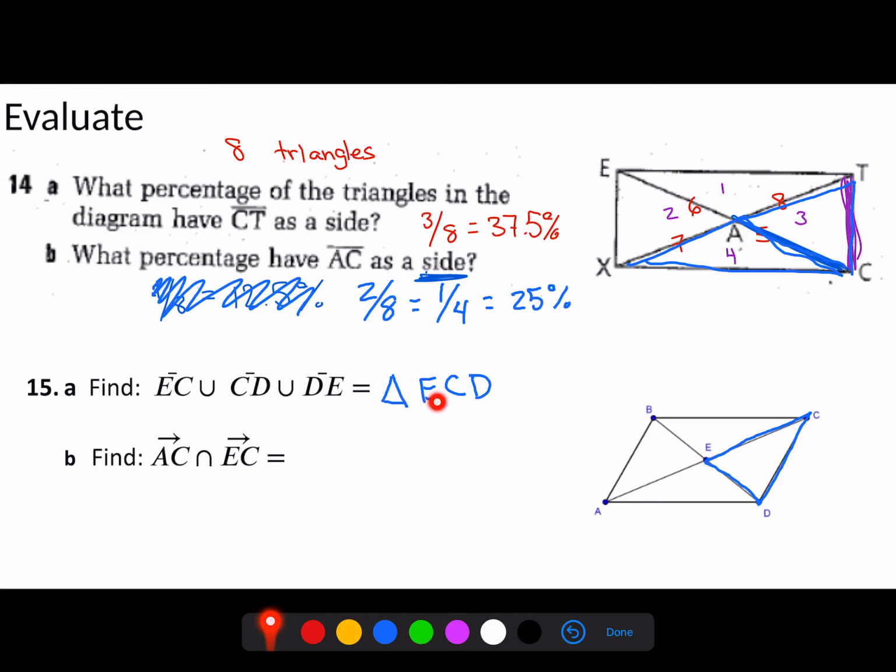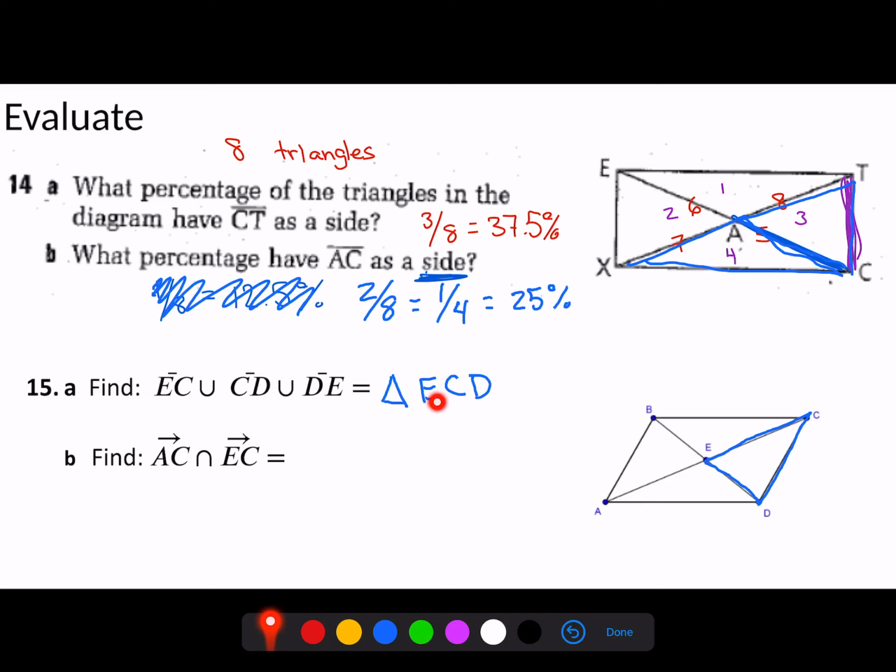Could I name this other ways? Yes. I can name this triangle CDE. I can name it triangle CED. I can name it triangle DCE. Tons of different ways as long as I have these 3 letters put together. All right. And then we have the intersection of ray AC. So let me go ahead and draw ray AC here. So of ray AC and ray EC.